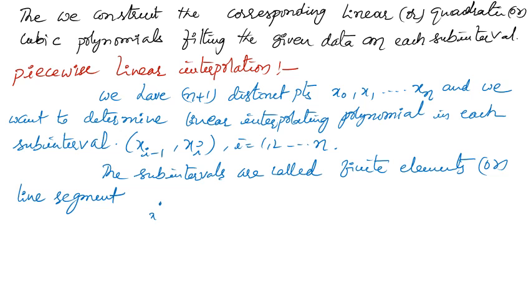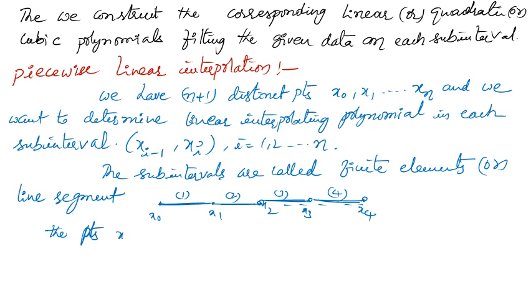What is the meaning? This is x0, this is x1, this is x2, and so on. This is x2, next x3, next x4, like this. This is the first element, this is the second element, the third element, the fourth element. Each one is a line segment. This is called a finite element. And the points x0, x1, and so on up to xn are called knots or grid points.